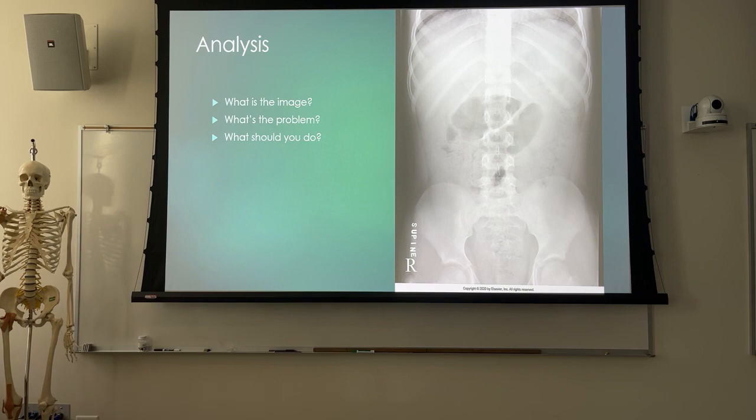So how about this one? Is this good? Can't see the symphysis pubis, right? So this is a KUB. We see supine here. Can't see the symphysis pubis. Would you repeat this?